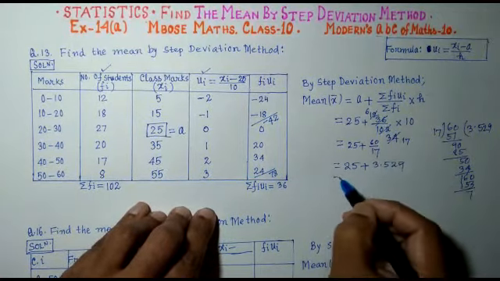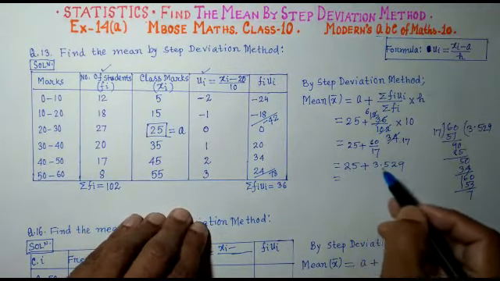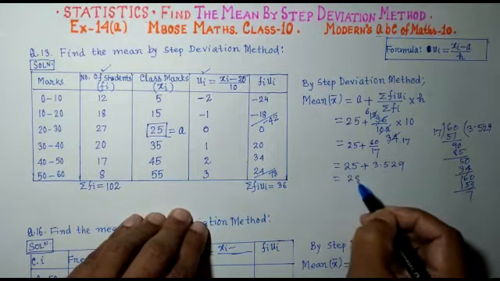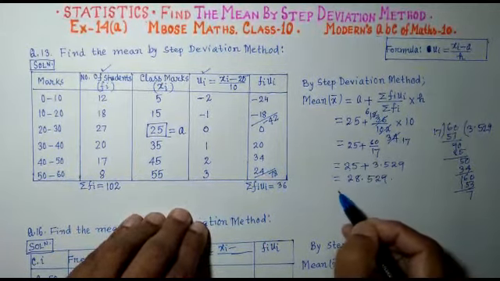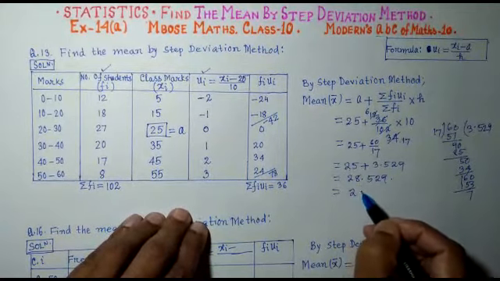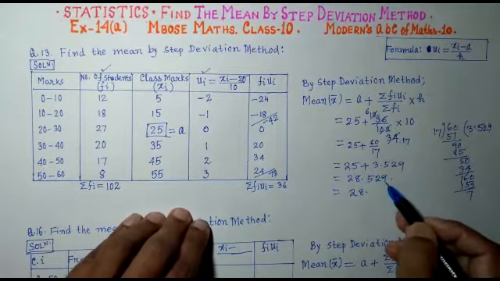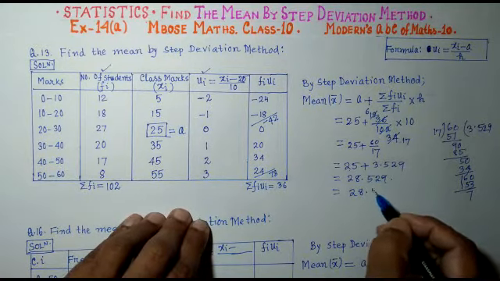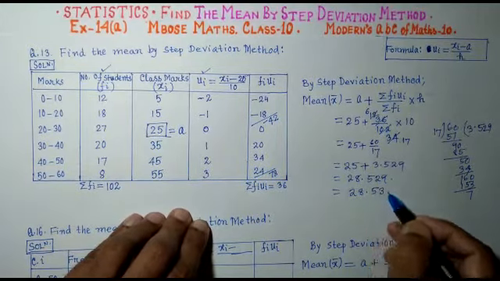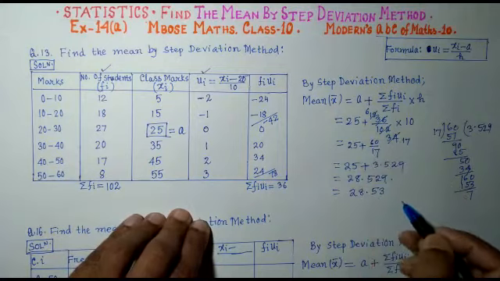3.529. By adding we will get, add the whole number, 25 plus 3, it is 28.529, and write the answer in 2 decimals. After the decimal, write 2 digits. This 9 is more than 5, add 1 here, so it will be 53. So this is our mean x bar is 28.53.